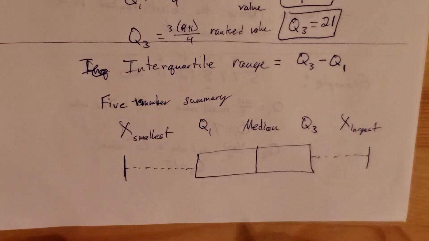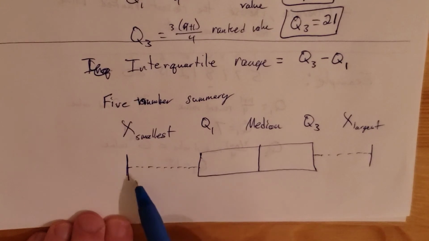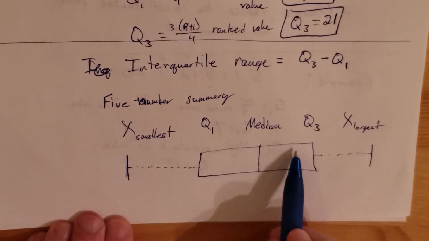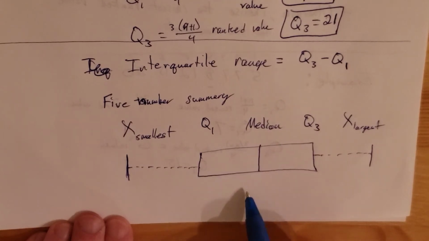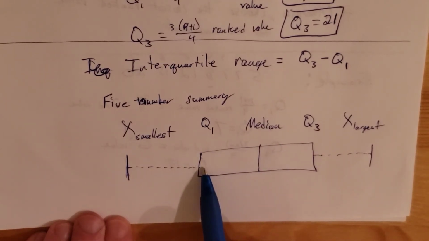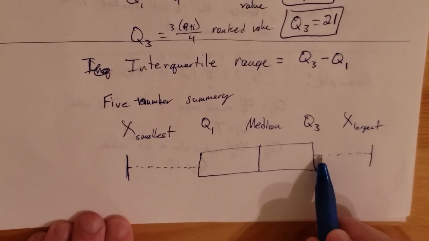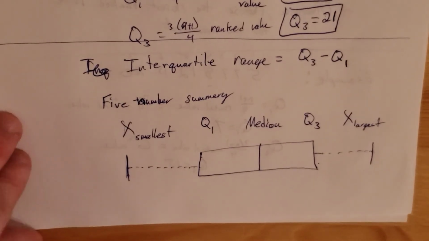And a box plot is exactly this. We draw a line on some kind of graph that tells us the smallest value. This box right here is our interquartile range. It's where our middle 50% of the data lies. This box goes from Q1 to Q3, and we have a line here in the middle at the median to show us where that is. And again, we have this piece out here until we get the x largest.